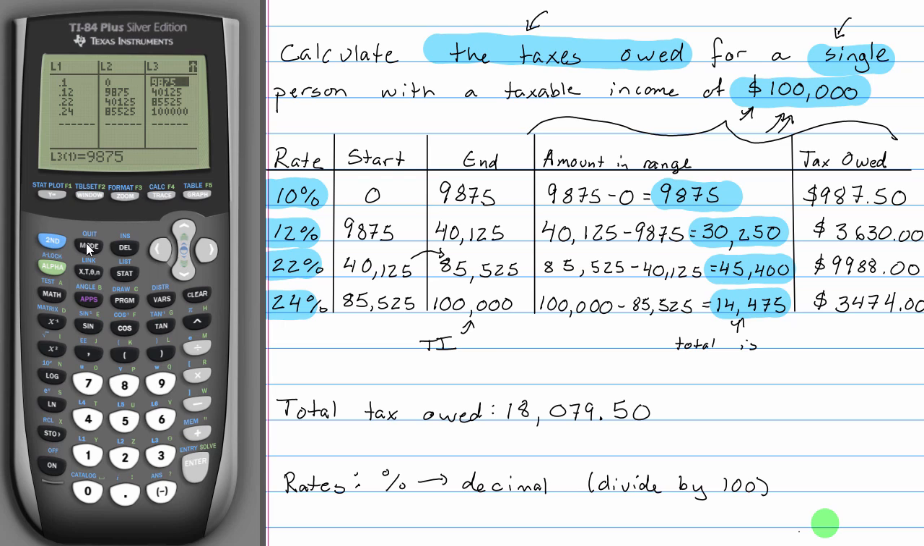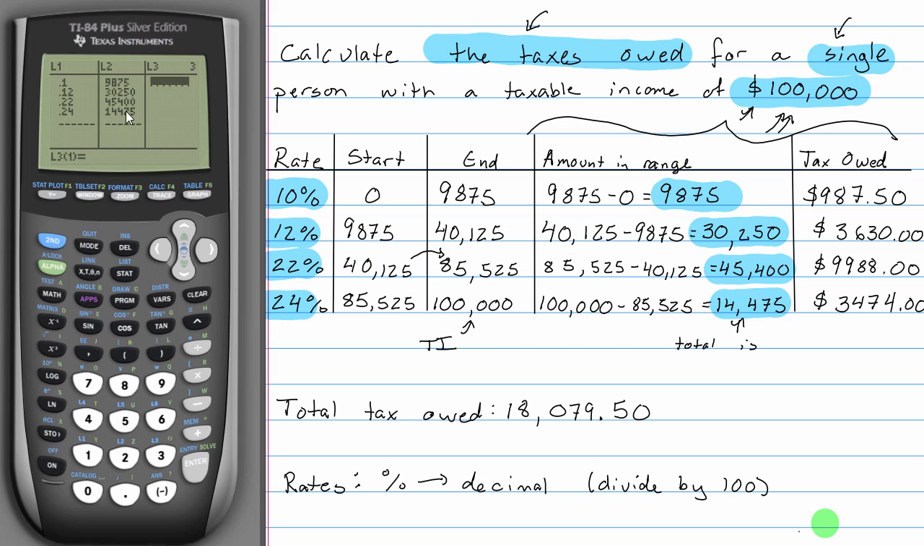Alright, now I need to find the ending value minus the starting value. So I'm going to take my ending values, which are in L3, minus my starting values, which are in L2. And I need to store this in a list. I could use another list that I haven't used yet, but I'm just going to go ahead and store it in L2 so I have that on screen. And now I actually don't need what's in L3, so I'm going to go up here and clear out L3.